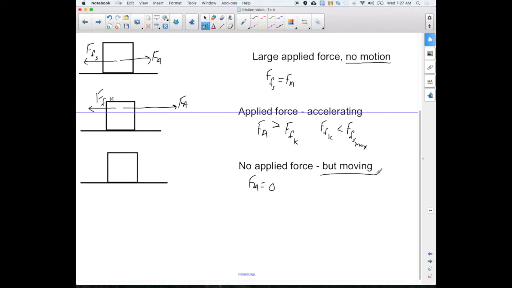And then last but not least, suppose I remove the applied force, so F applied equals 0, but it's still moving. Well, in that case, I'm going to have a force of friction, kinetic, and these two forces are going to be equal. Force of friction, kinetic, is a constant, so the force that's slowing it down now is the same in this picture where I'm accelerating to the right and in this picture where I'm accelerating to the left.